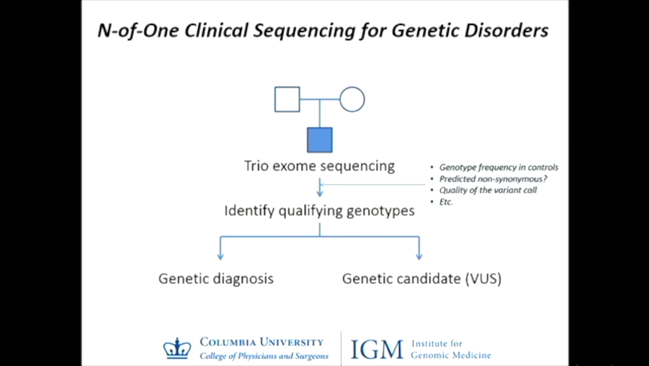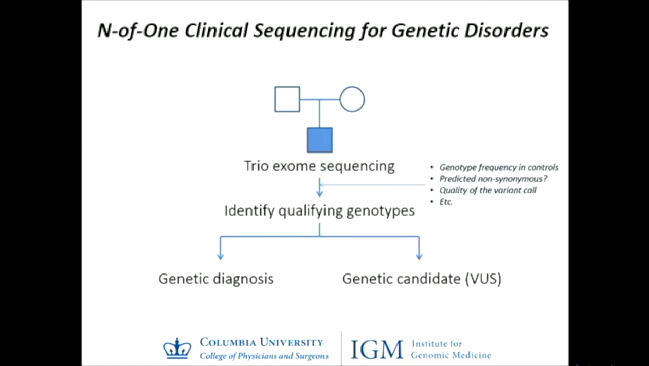So in terms of the N of 1 setting, many of you will be familiar with this. This is, in general, you take parents, unaffected parents, who have a child who has sporadic onset of generally a severe disorder, and you exome sequence the trio to try and understand what's happening in the child. When you do this, you end up with a long list of variation, genetic variation. It's in the hundreds of thousands of variants in our protein coding exomes. But what we do is then we try to identify qualifying genotypes.